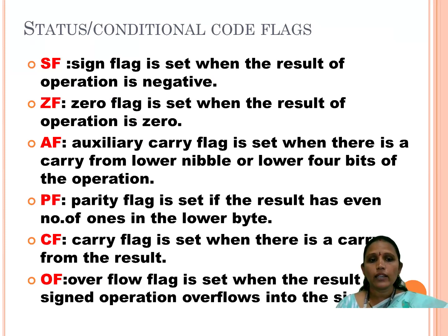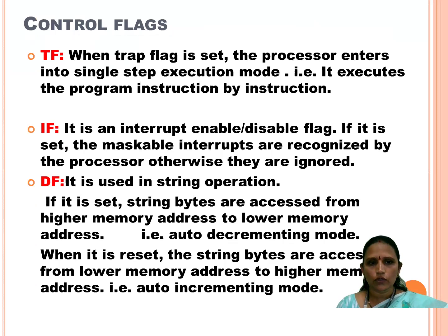Coming to the parity flag, it is set if the result contains an even number of ones in the lower byte. Carry flag is set when there is a carry from the result. And overflow flag is set when the result of a signed operation overflows. So these all come under the conditional code flags, or the status flags. Now the control flags. The first is the trap flag.